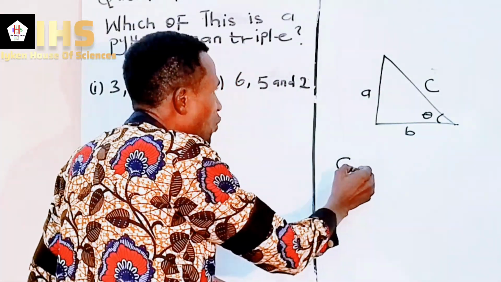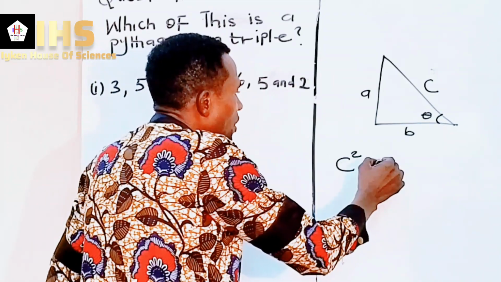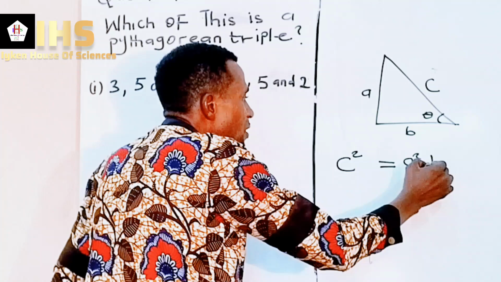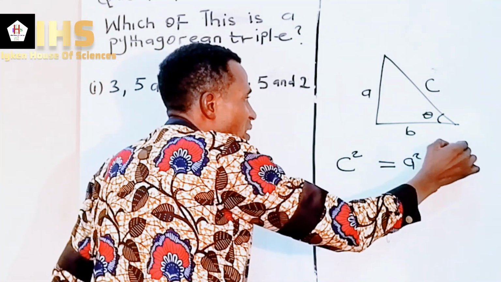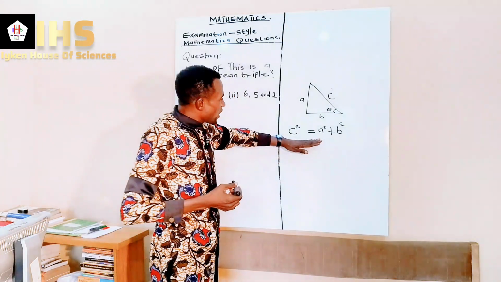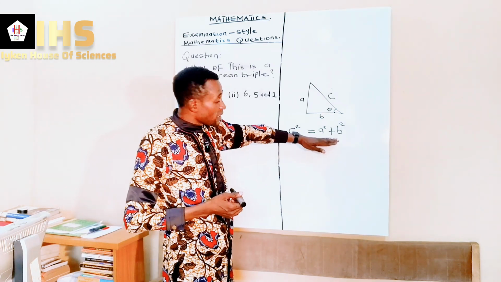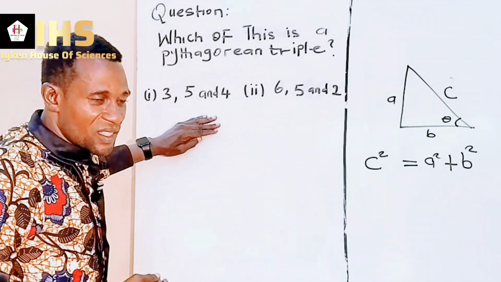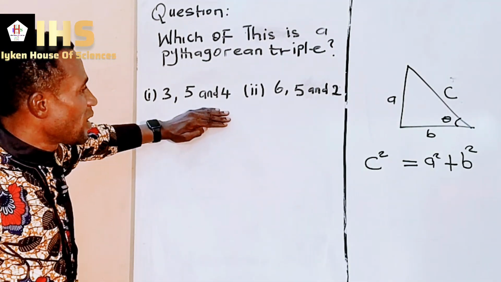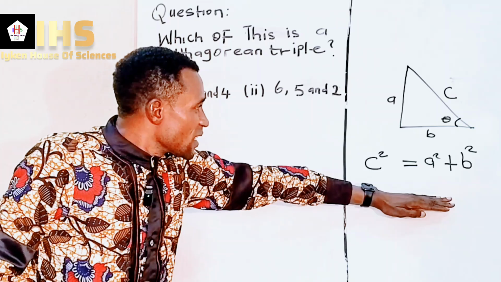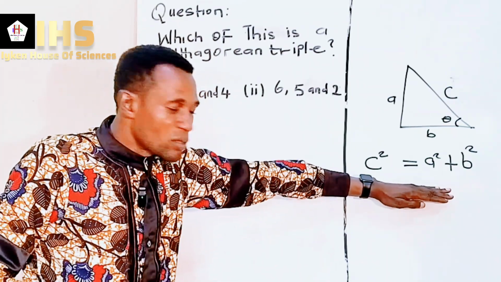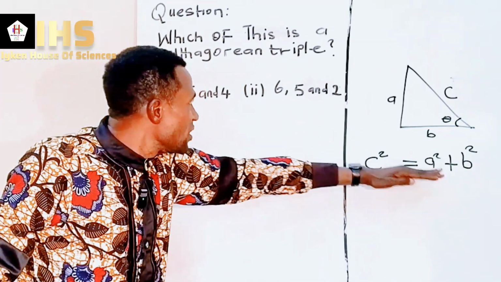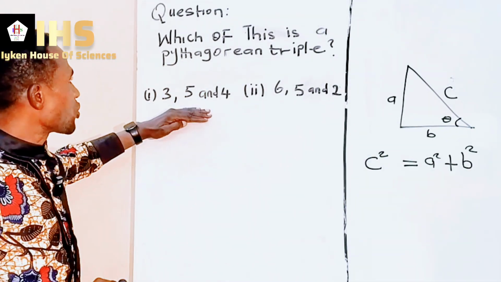By the time you take the square of the hypotenuse and you sum the square of the opposite and that of the adjacent, when they agree, we say Pythagoras' rule holds. And we want to test this. Any of these numbers that agree with this, then it is a Pythagorean triple.